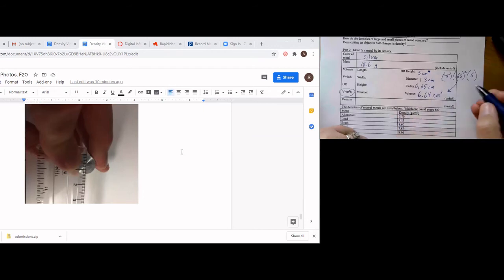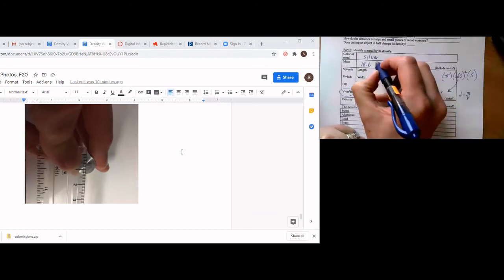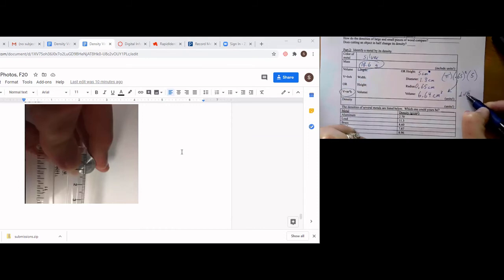Now we're ready to find the density. Density is mass divided by volume. So we put the mass on top. We put the volume on the bottom. Then divide. Round to 1 or 2 decimal places and put your answer right here under density. Make sure you include units.